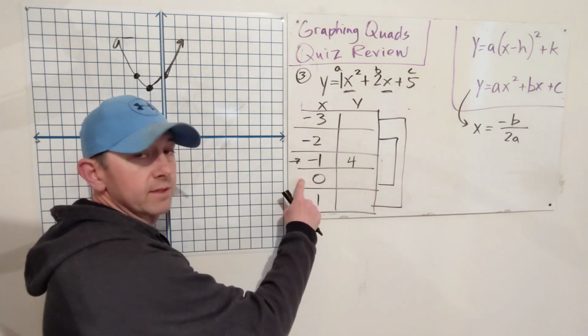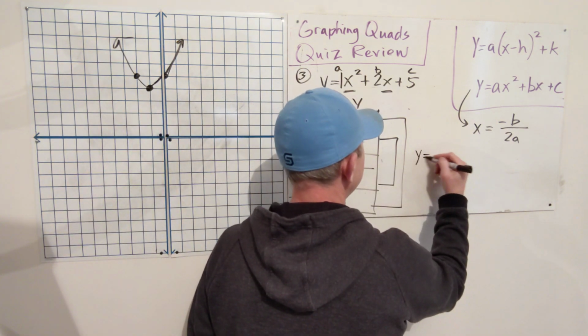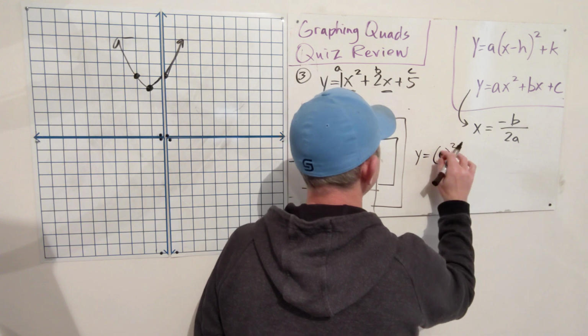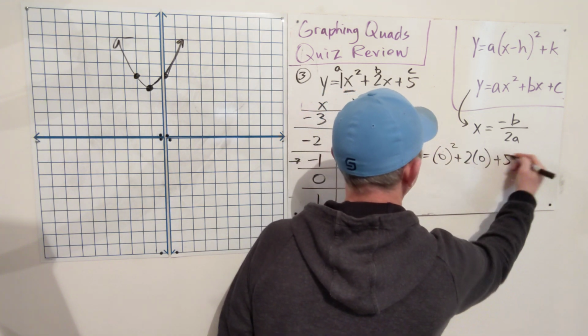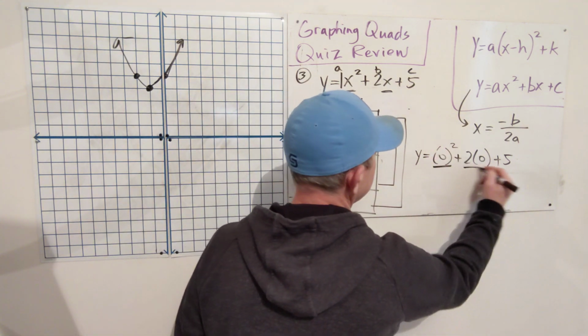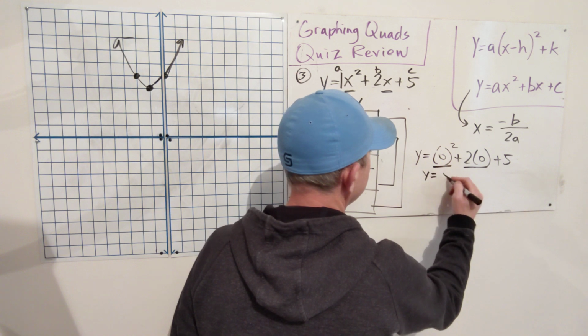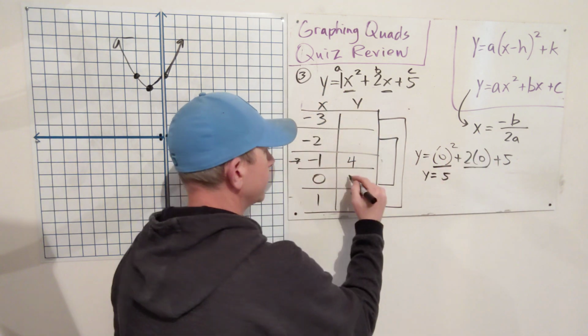All right, so I'm actually going to use the 0. You can use whichever one you want. But if I use the 0, I'm going to do 0 squared plus 2 times 0 plus 5. Right? So anytime there's 0, like this one and this one are just going to go away, and we get y equals 5. 0 squared is 0, plus 2 times 0 is 0, and we just get 5.